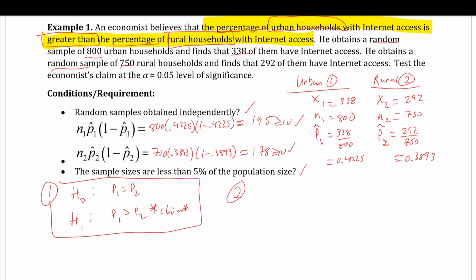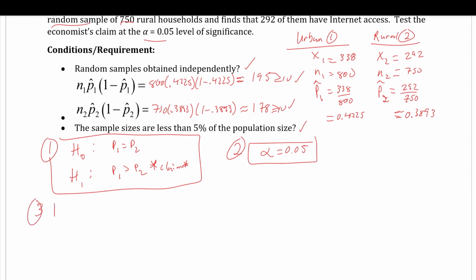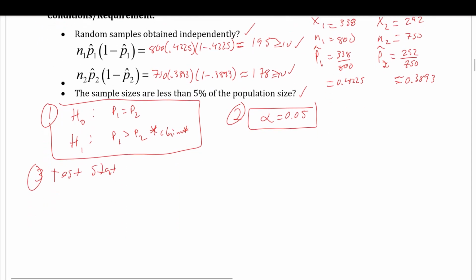Step 2, we have our significance level. It tells us that alpha is 0.05. Step 3 is our test stat. Now, of course, we have that ugly, complicated formula from the previous page. But what we were going to do is use the 2-prop z-test, right? Because for proportions, we're always using a z. 2-prop z-test.